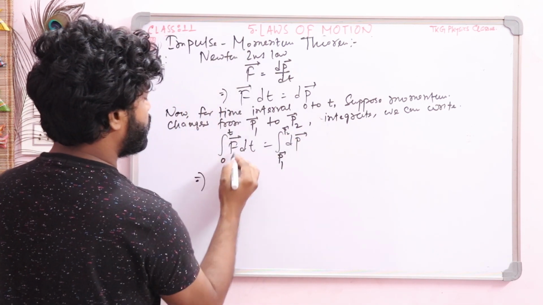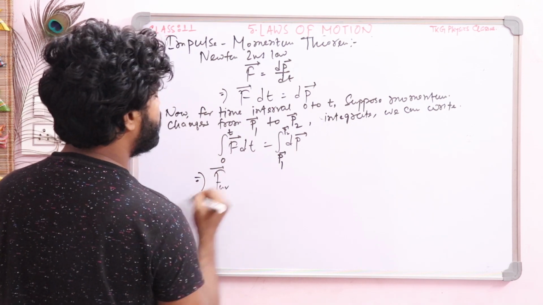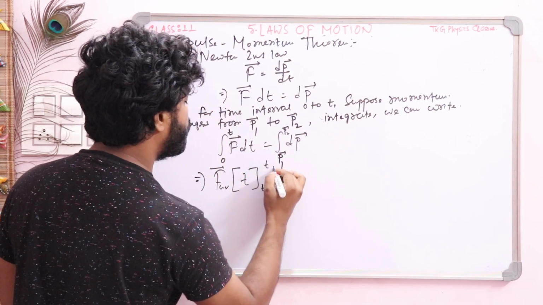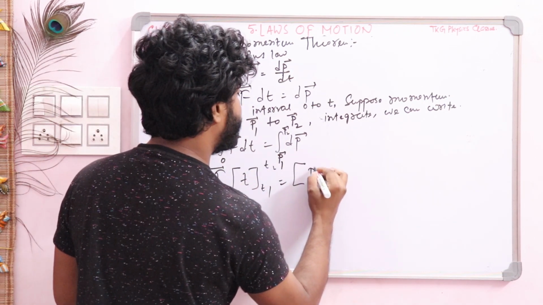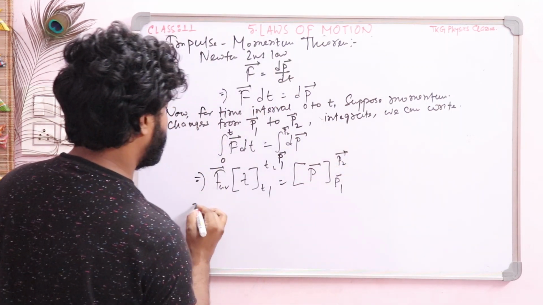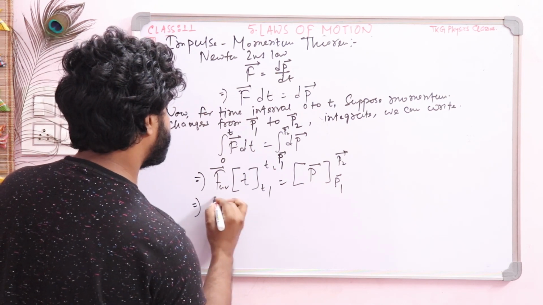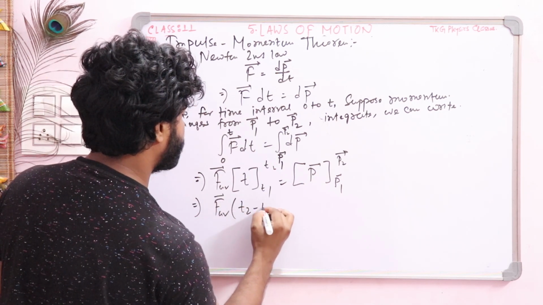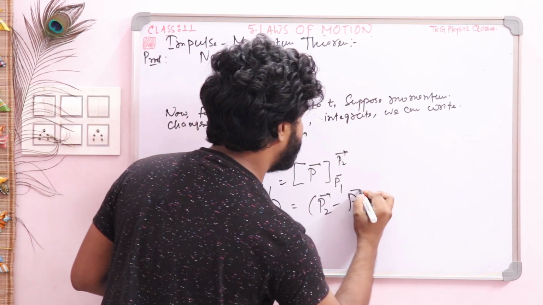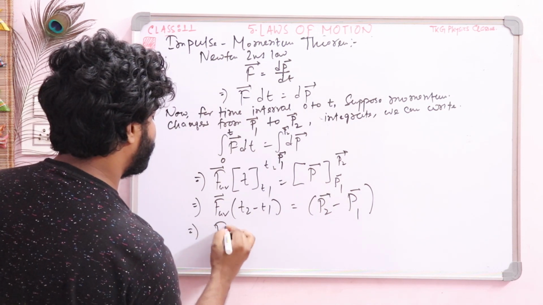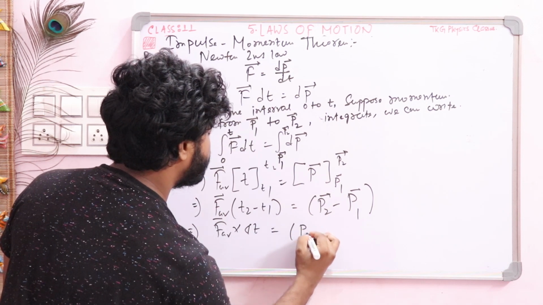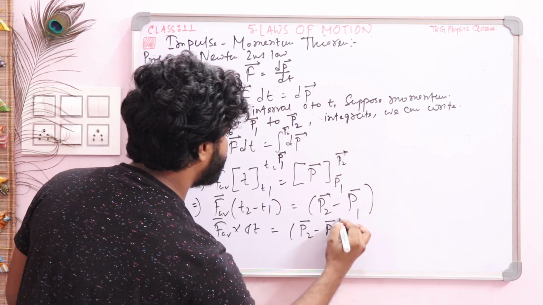Now this one must be F average outside, and this integration of dt means t1 to t2, and integration of dp means p, with limit p1 to p2. Now just putting the limit, F average into t2 minus t1 is equal to p2 vector minus p1 vector. So this will be F average into (t2 minus t1), that is del t, equal to p2 vector minus p1 vector.